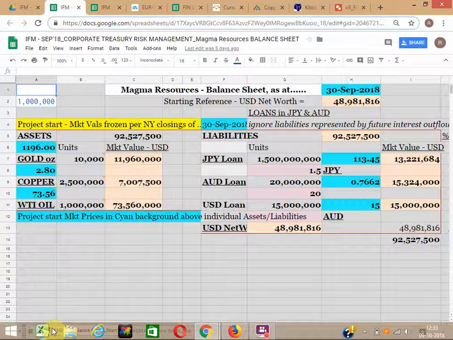And what is happening in the case of Magma Resources? They don't want to be speculating on copper prices, but they think that they are very good at mining and selling copper, physical copper, and dealing with all the associated problems.